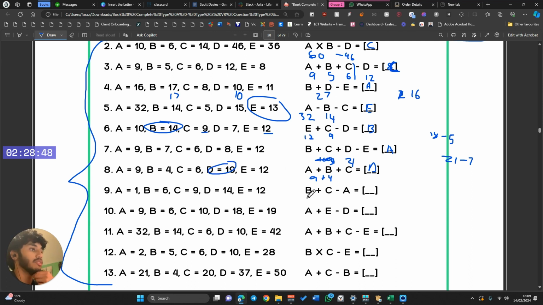B plus C means 6 plus 9, and then minus the A. So let's figure out what 6 plus 9 is first. It's 15, and then we have to minus the A, which is 1, so this is going to equal 14. So that's going to be D.